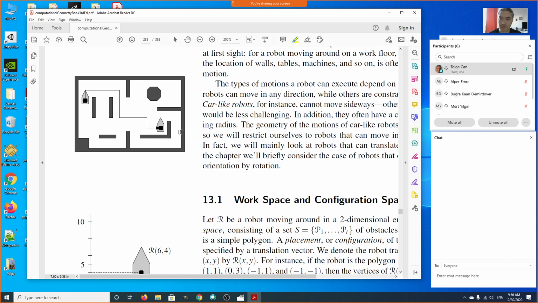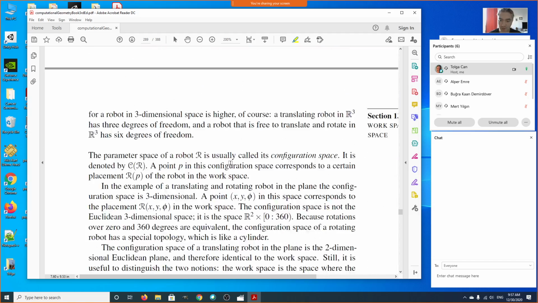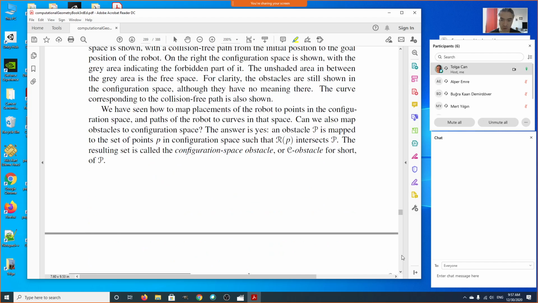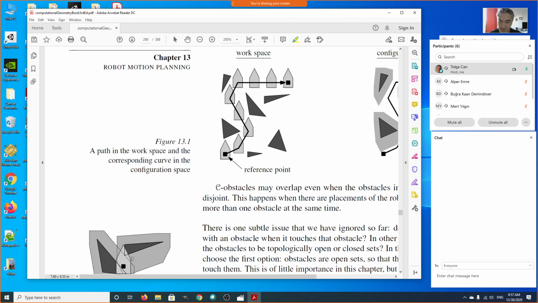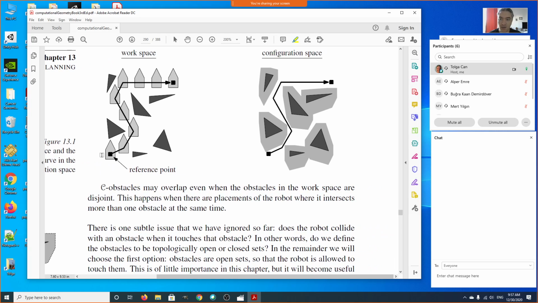And then the main thing in this chapter is how the configuration space is going to look like when we have a polygonal robot, and how do we compute that configuration space. So if you have a polygonal robot, it's right here, let me show you. If you look at this, this is the difference between the workspace and the configuration space when we have a polygonal robot.